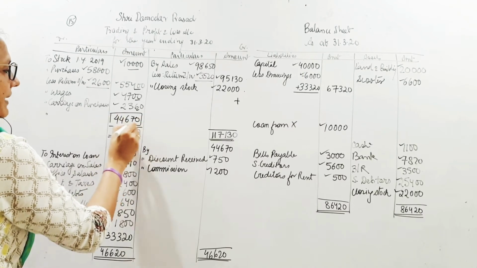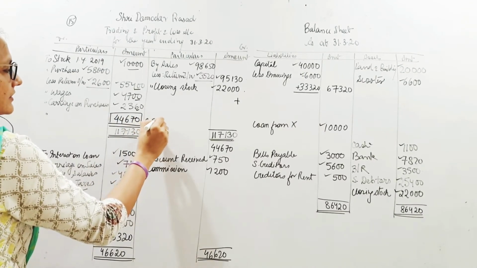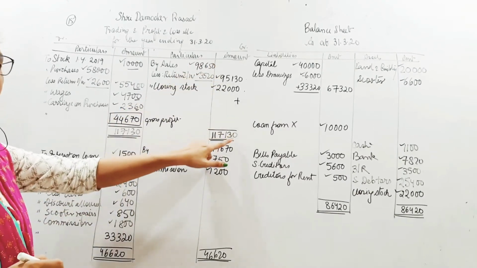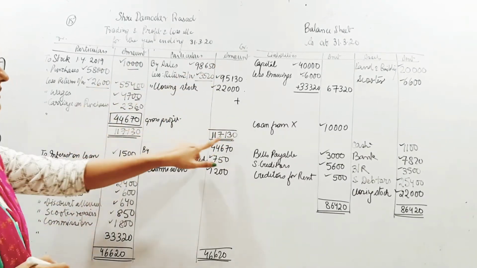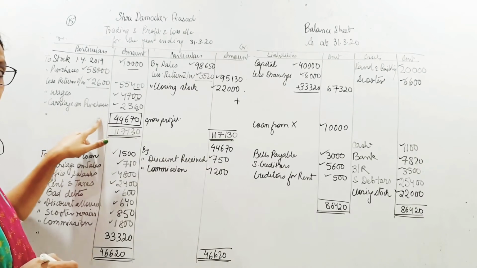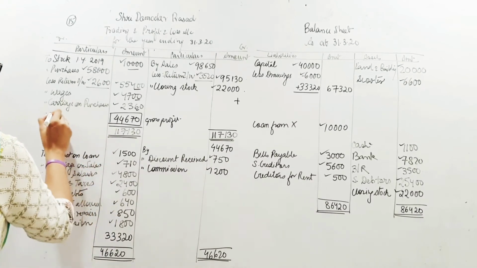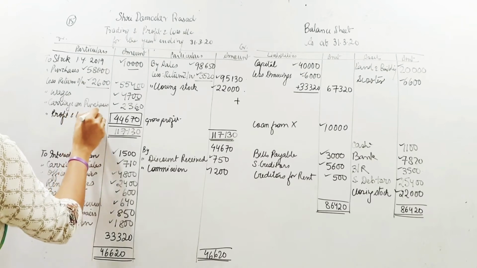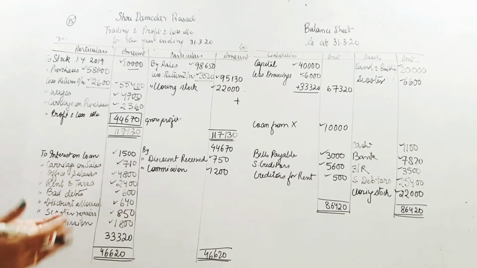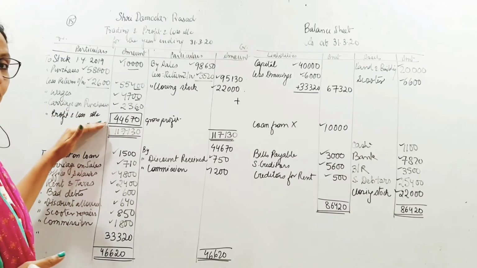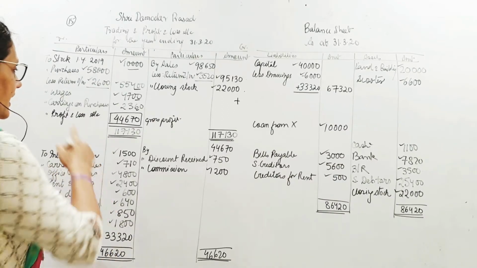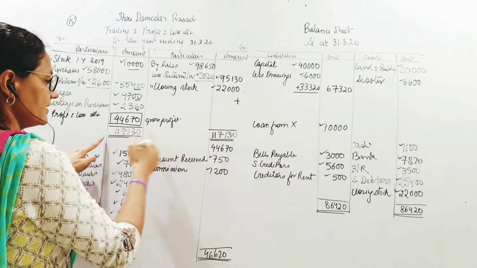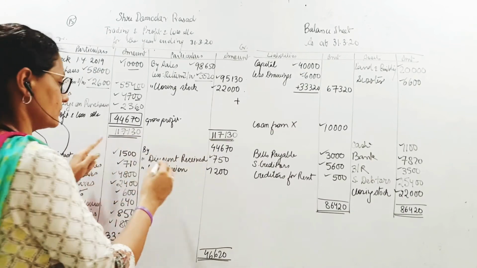So this balance is my gross profit. Why profit here? Because this is my income side and this is my expense side. Income is more. That is why this balancing figure is coming here. So you will write here: to profit and loss account, gross profit carried forward. And again bring down this. So you have closed it. The trading account is closed like this. Please don't forget to write the total and close it.